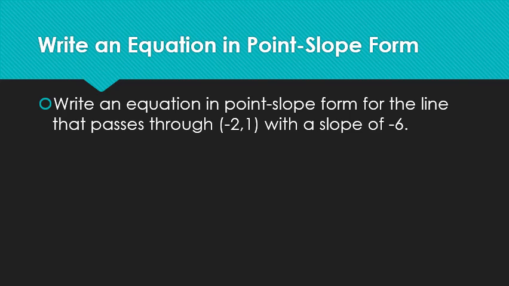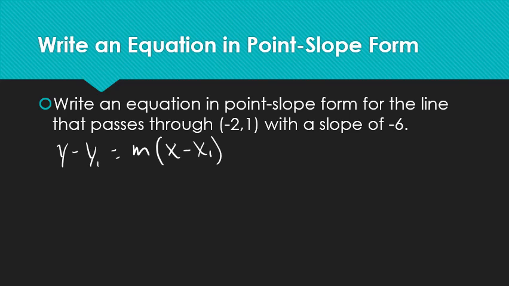So here we're asked to write an equation in point-slope form. And before we start, though, I guess we should really define what point-slope is. It is y minus y1 equals m, for slope, times, in parentheses, x minus x1. This is point-slope form.